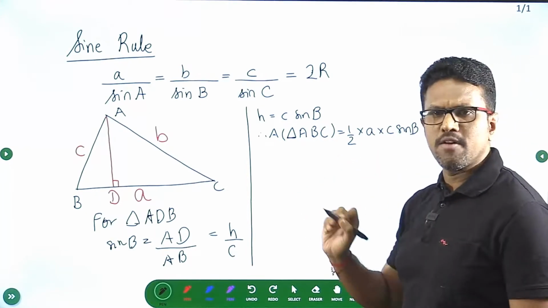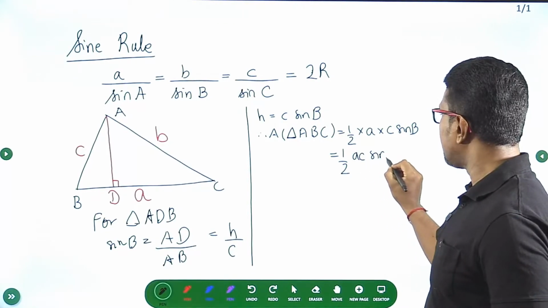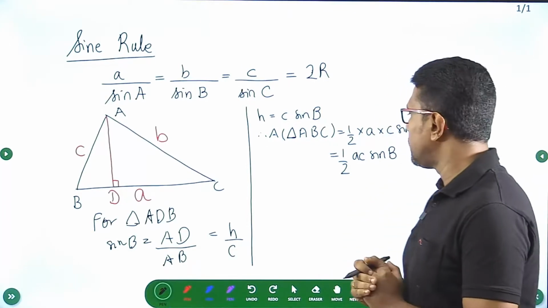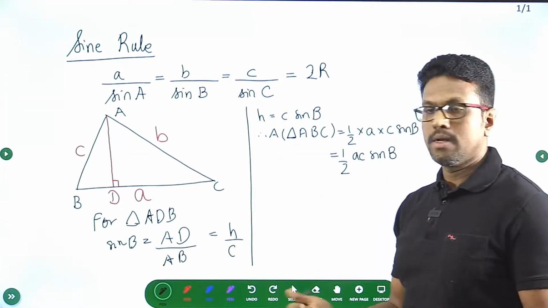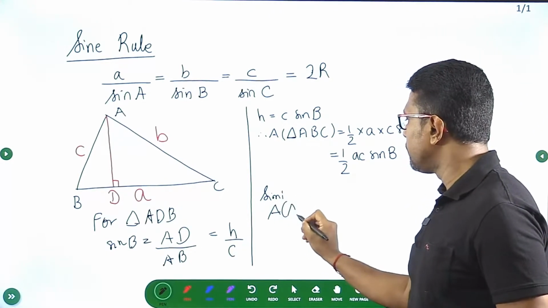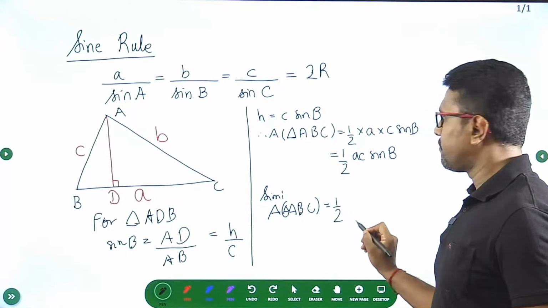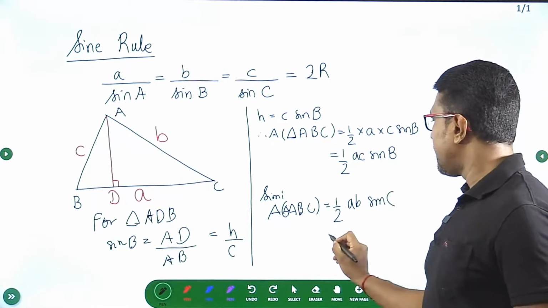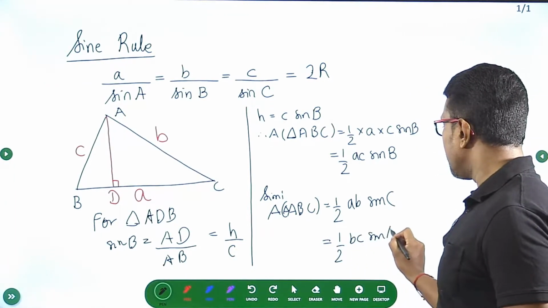So this is what we are getting, half AC sin B. Correct? So this is half AC sin B. Now this is not the only area of triangle possible, correct? We can also have this as the base and some height BE, correct? So similarly we can say area of triangle ABC will be equal to half of, correct? I can also have AB sin C and I can also have half of BC sin A.